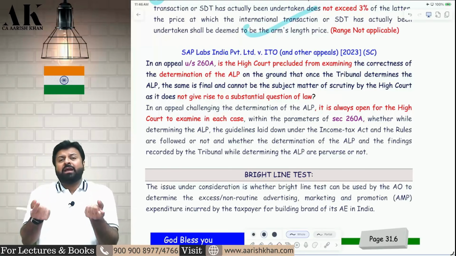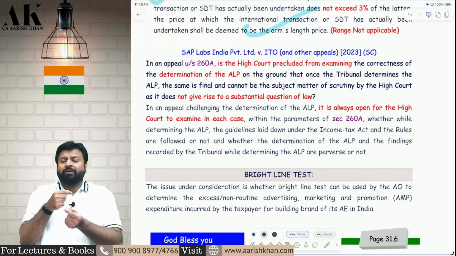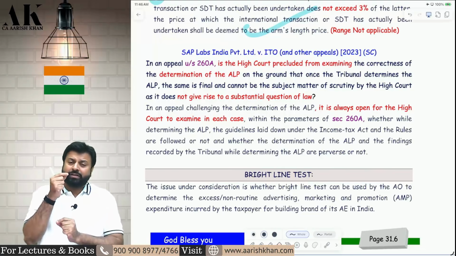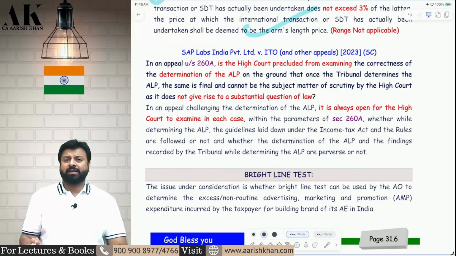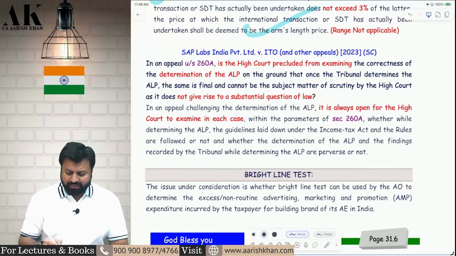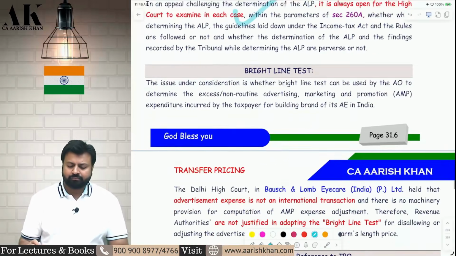Therefore, by default, the High Court cannot determine the facts of every arm's length price, but the High Court can definitely say that the arm's length price is computed as per the rules, as per the law, or not as per the rules, not as per the law. That power the High Court definitely has. I hope it is clear to all of you.